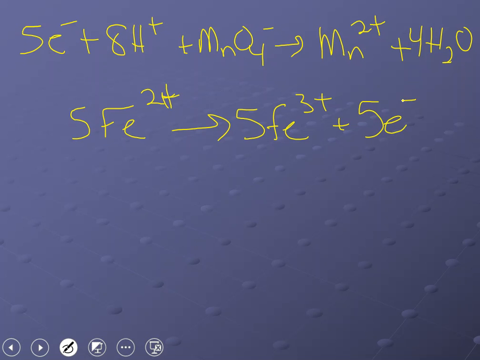Okay, some things to note. There's my 2 half reactions. Hopefully I wrote everything down right. 5 electrons on the left side, 5 electrons on the right side. They have to match before you can add these 2 halves together. If they don't, you've done something wrong. If they're both on the same side of the arrow, you've done something wrong.